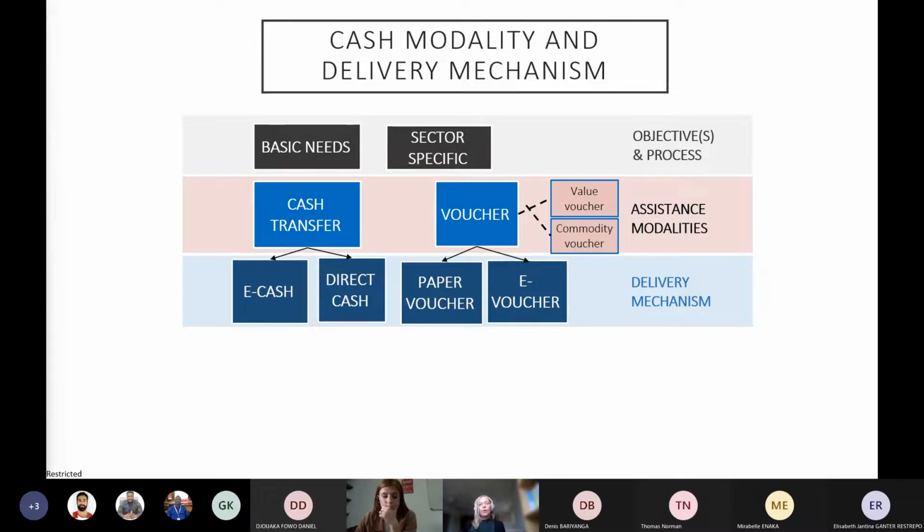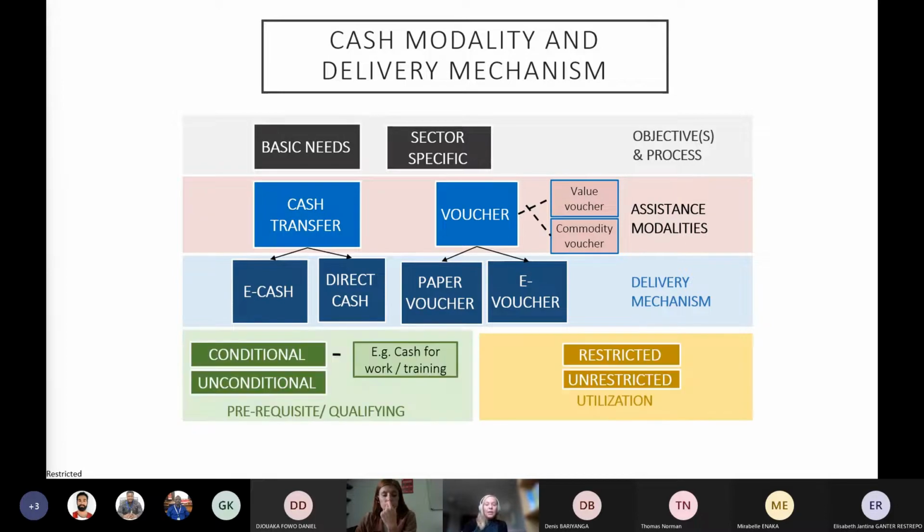The vouchers can come either in a paper modality or an electronic voucher modality. So we see a bit of this, but not too much. The setup is very often much heavier when we are looking at the voucher modalities.